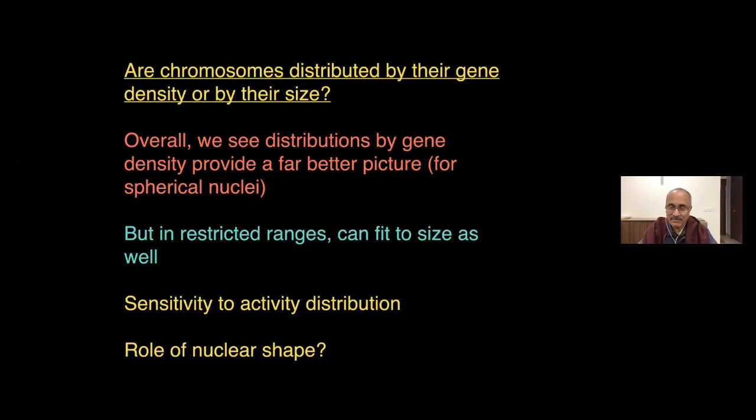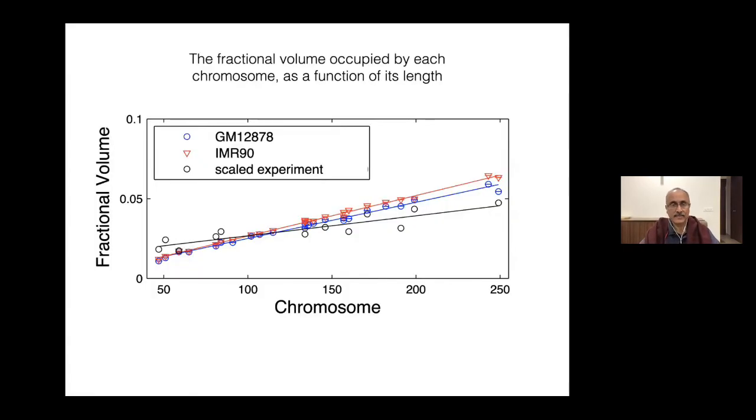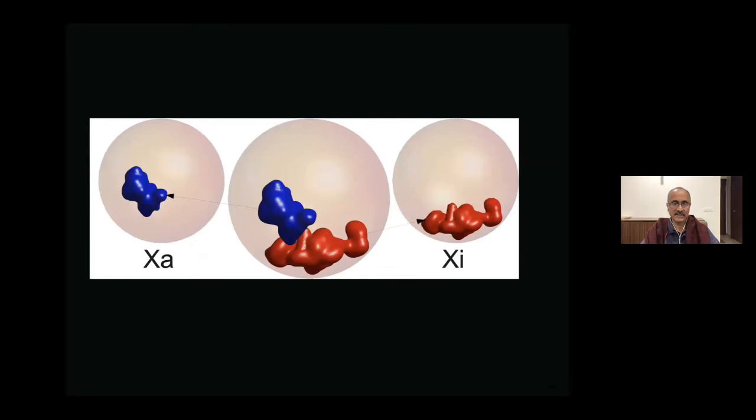And it's really my feeling that much of the difference in interpretation might really come from the fact that the nuclear shape is not accounted for when you move from the theoretical model, the simulation model, to the experimental model. We've looked at fractional volume occupied by each chromosome as a function of length, etc. Again, that's experimental data, and that's prediction for two, IMR90 and GM12878 data, kind of consistent with the increase.